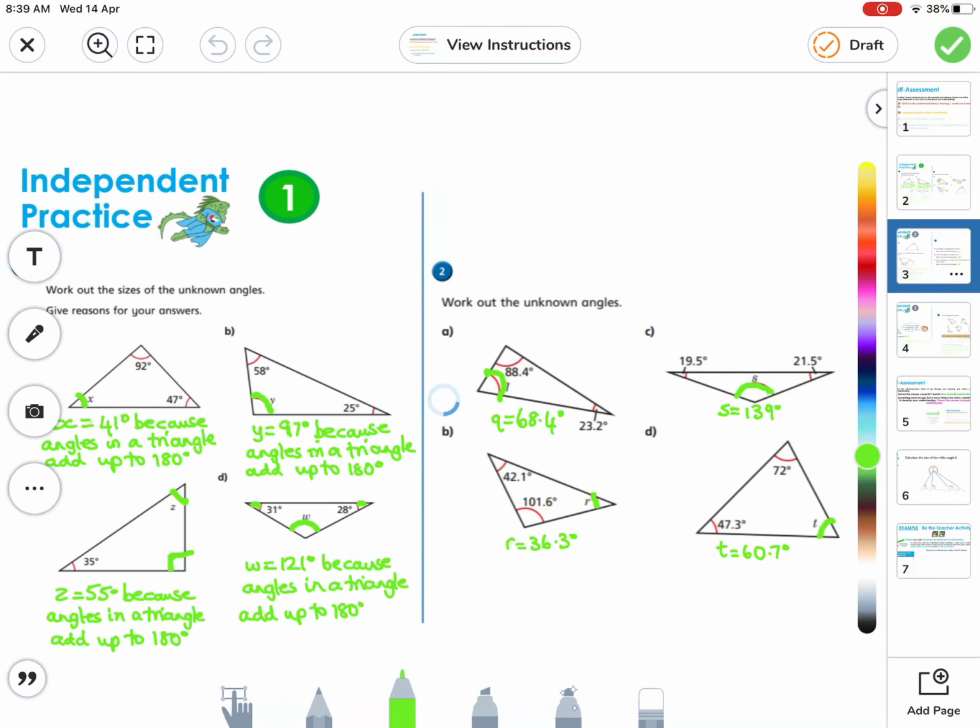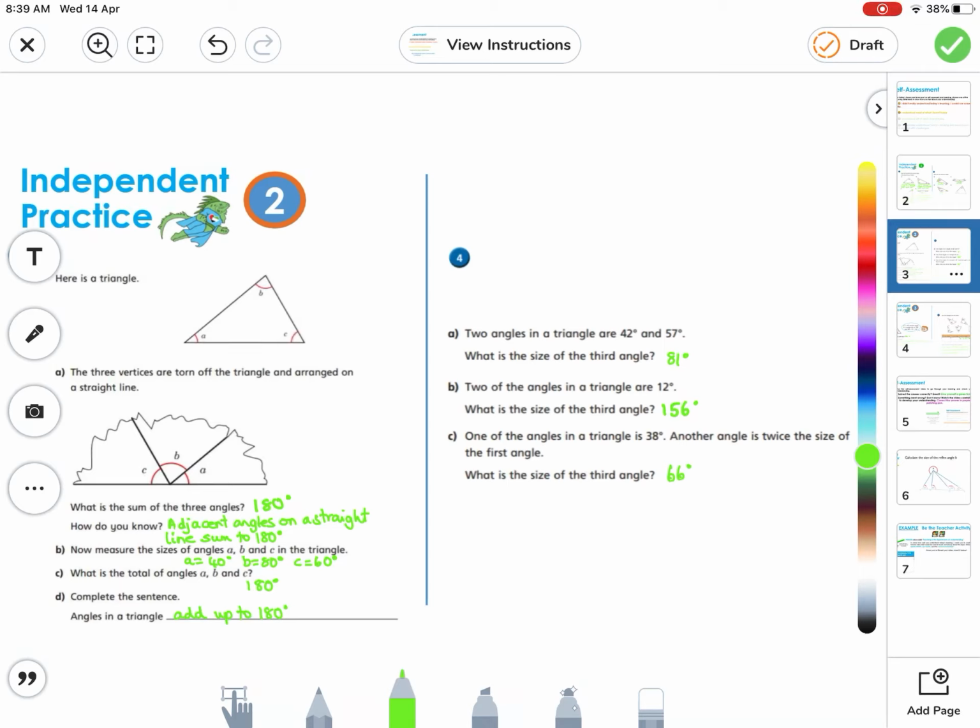On to independent practice 2 then. The first question is what is the sum of the three angles, and it is of course 180 degrees. Why? Because those adjacent angles on a straight line sum to 180 degrees.